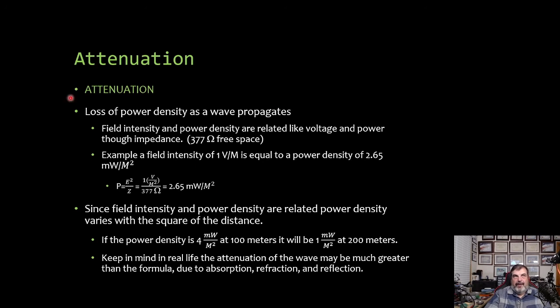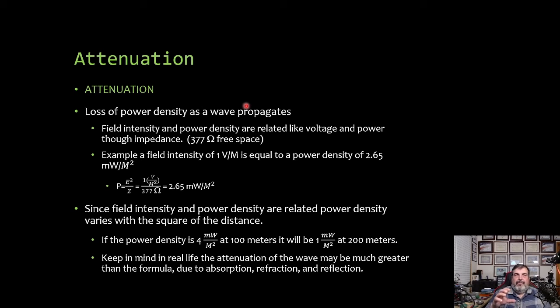Okay, so we start talking about power density. Power density is just basically equating the energy in that wave from field intensity to power. So not talking about voltage, we're talking about actual power, and that requires you knowing the impedance of the air. In free space, it's 377 ohms. It's pretty much a constant. Okay. So you would take the voltage and divide it by the resistance, and that gives you power. And that's going to be measured in milliwatts or microwatts per meter squared.